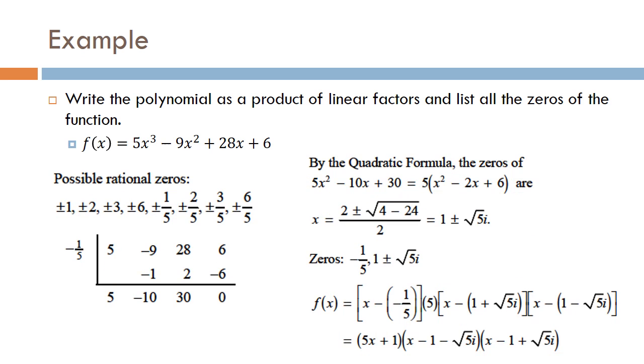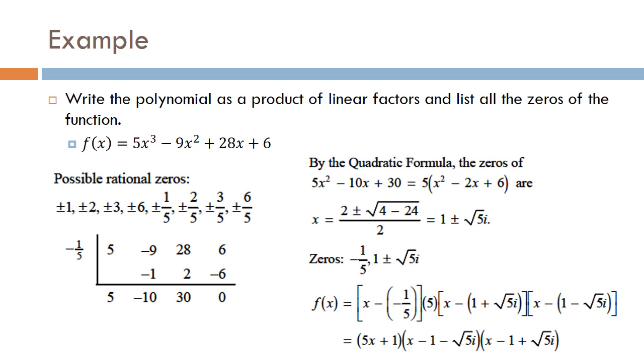So they listed the possible rational zeros, which would be factors of 6 over factors of 5. Checking the graph, negative 1/5 must have looked pretty good, so they tried that, and it worked. And we ended up with 5x squared minus 10x plus 30. You can factor a 5 out of that, and you get x squared minus 2x plus 6, which you have to use the quadratic formula on. And so the zeros are negative 1/5 and 1 plus or minus the square root of 5i.